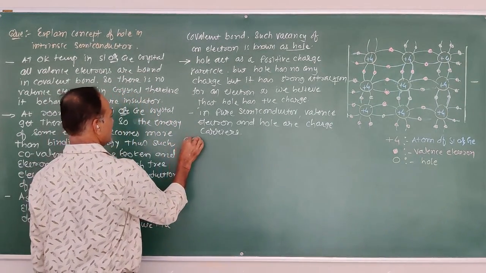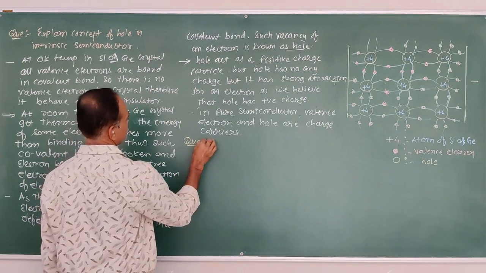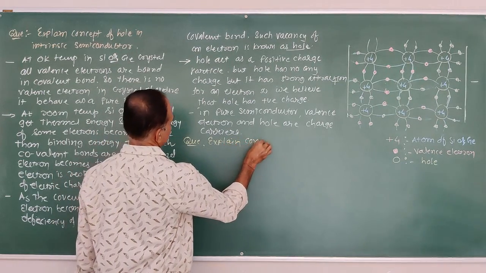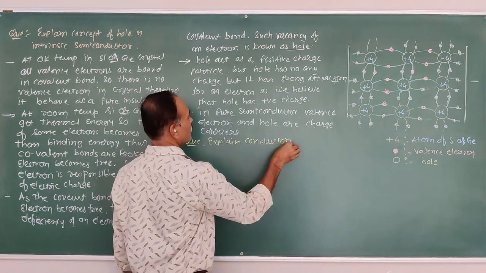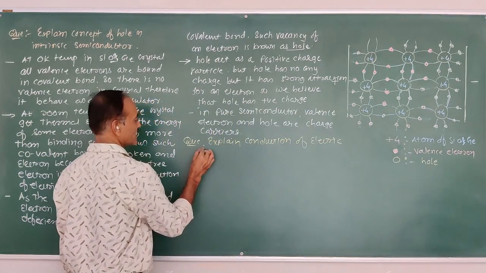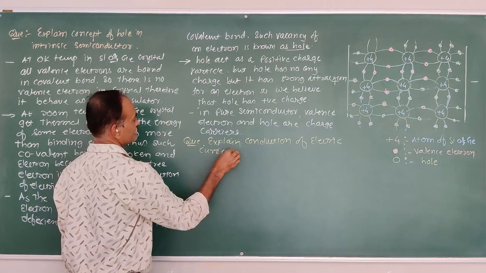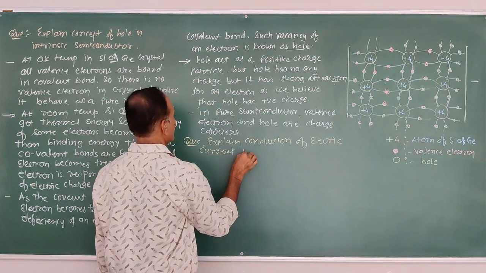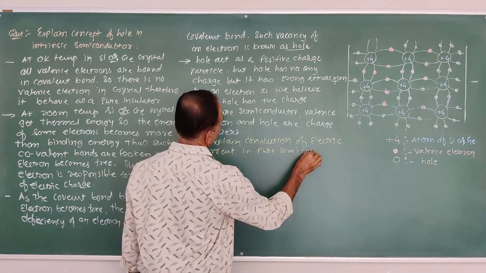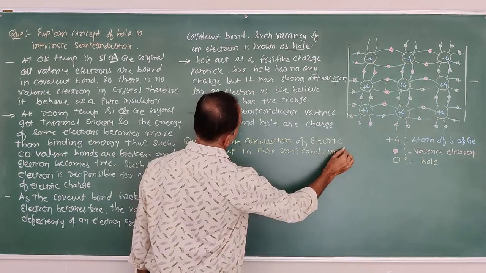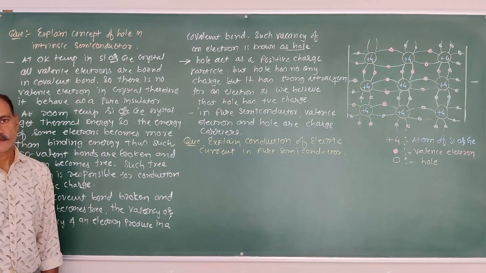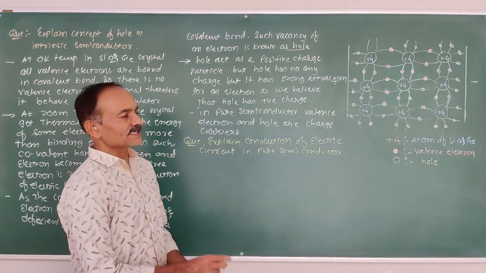Now, how does the conduction of electric charge take place in pure semiconductor? So the next question is: explain the conduction of electric charge, or the electric current, in pure semiconductor. How is the electric current formed in pure semiconductor? So we start our discussion about that.